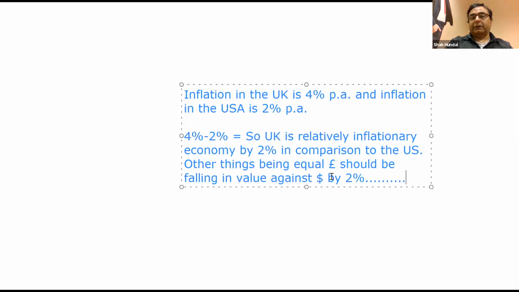The value of the dollar will go up in the UK, and in the same way in the USA, the value of the pound will go down. So it means that those countries where inflation is going up.